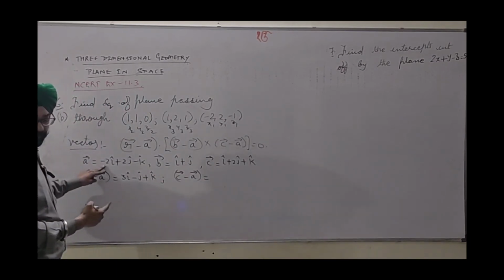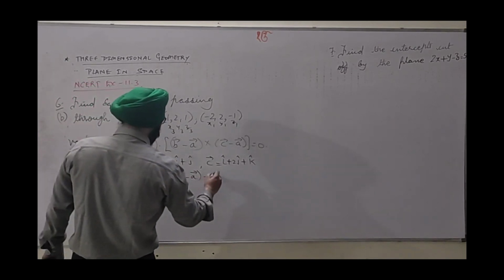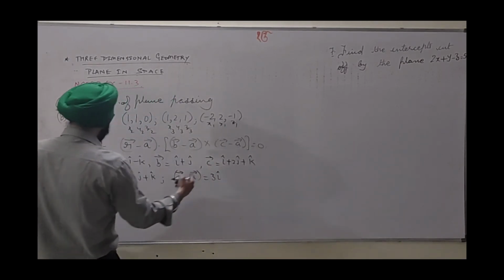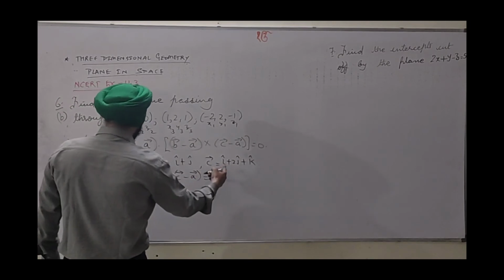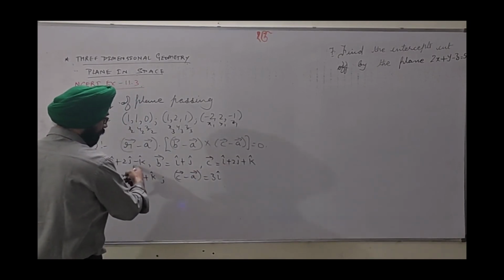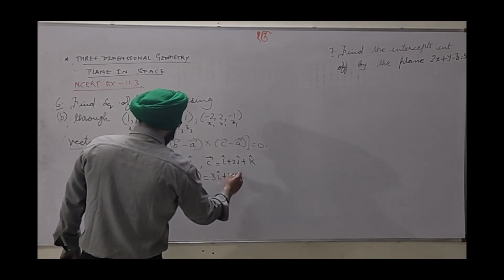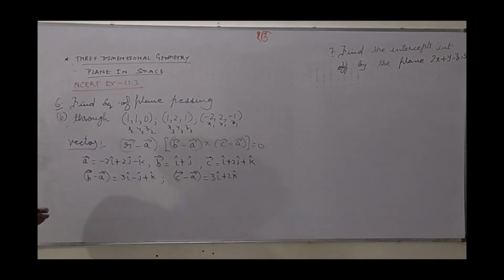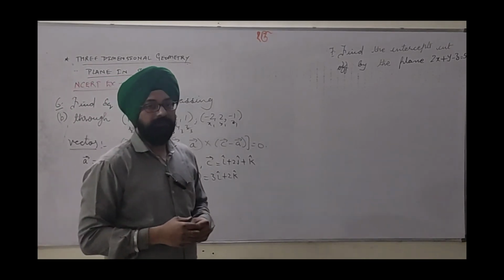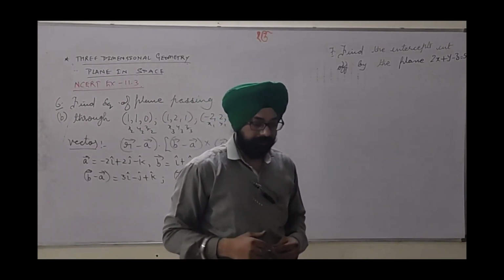1 minus minus 2, we get 3i. 2 minus 2, we get 0j, and 1 minus minus 1, we get 2k. Okay, so this way we have obtained the B minus A and C minus A vectors. Next we will find their cross product.